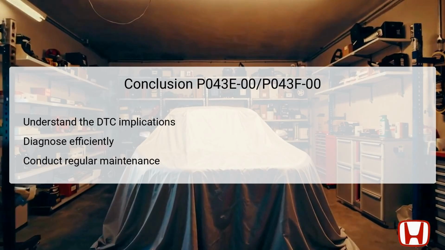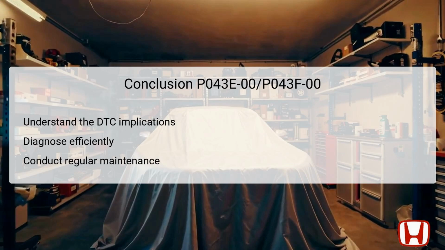In summary, understanding DTC P043E-00 and P043F-00 is crucial for effective troubleshooting of the Honda CR-V 2023 Plus evap system. These codes highlight significant pressure anomalies that can lead to emission failures if not addressed promptly.